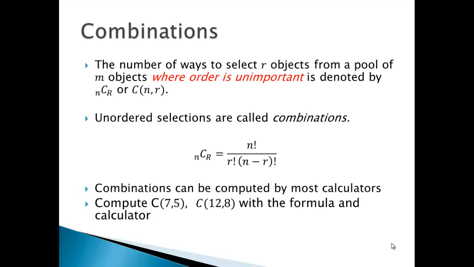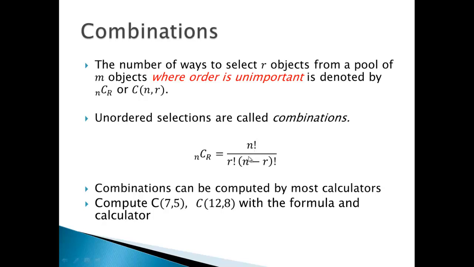Now, permutations are not the only way that we can select individuals out of a larger collection. Sometimes it matters whether we put things in order, and sometimes it does not. The number of ways to select r objects from a pool of n objects where the order is not important is denoted by nCr or by C(n,r). As usual, this is the form that our calculator will use. It's the same form that our calculator uses for permutations. The number of unordered selections are called combinations, and here is the formula.